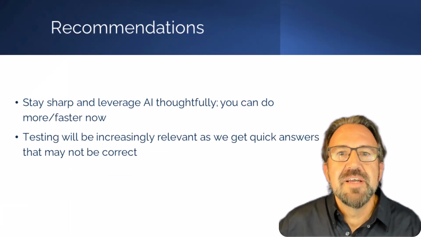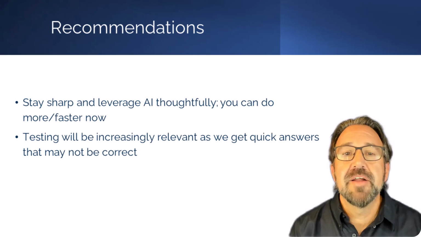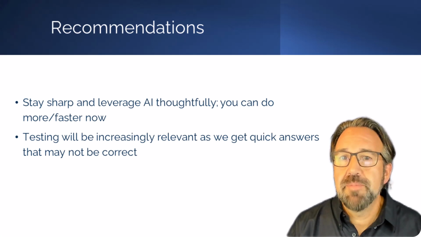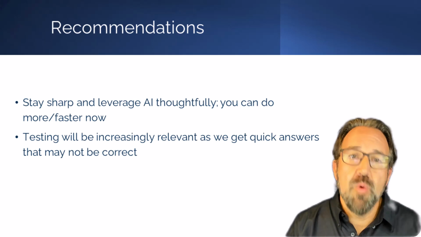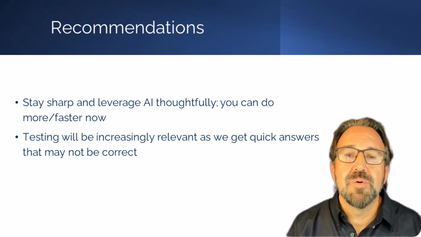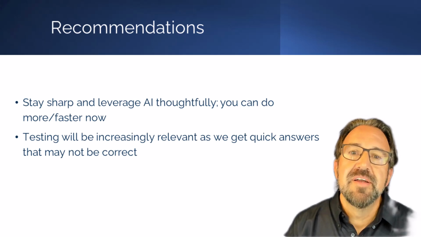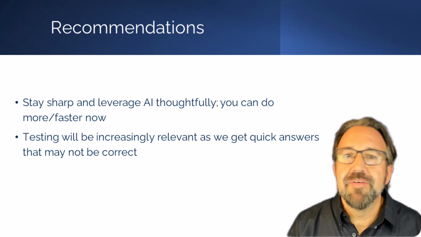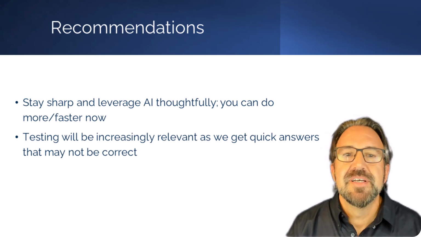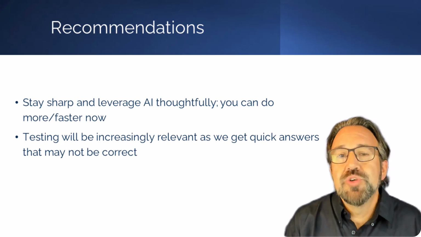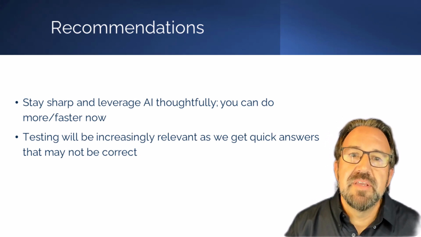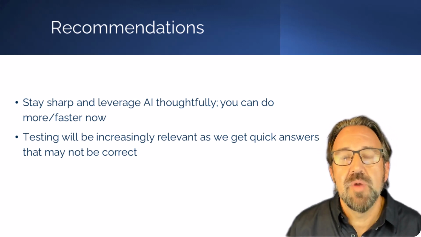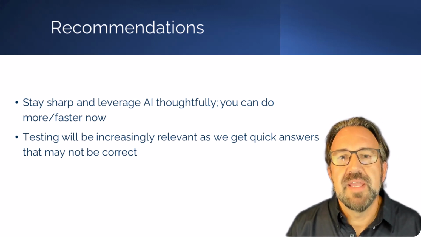In terms of takeaways, I want to end this by just providing a couple recommendations. Stay sharp and leverage AI thoughtfully. You can do more faster now. So it is important to take advantage and not have the people around you taking advantage of this while you don't. And then, with the false answers or hallucinated answers that are simply incorrect and should get better with time, testing is going to be increasingly relevant so that we can get some quick answers, but then test them very quickly to see what kind of response we get to move forward.